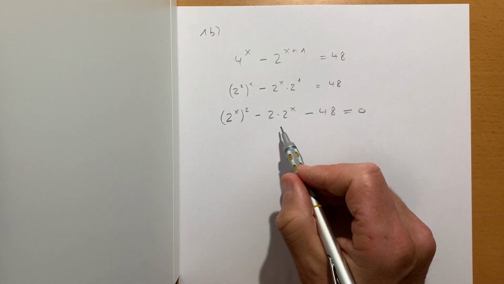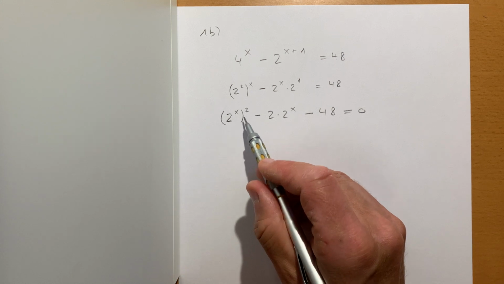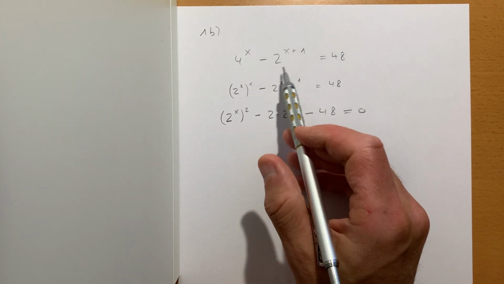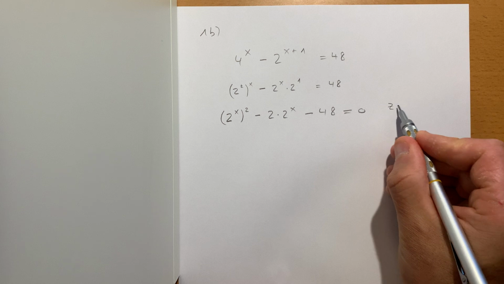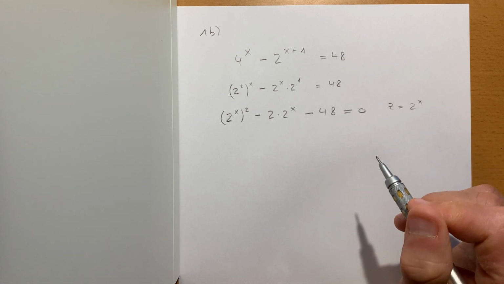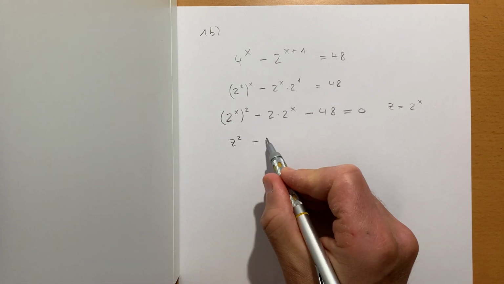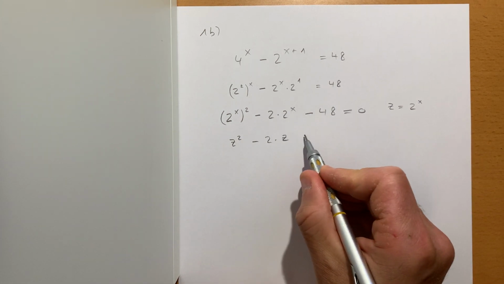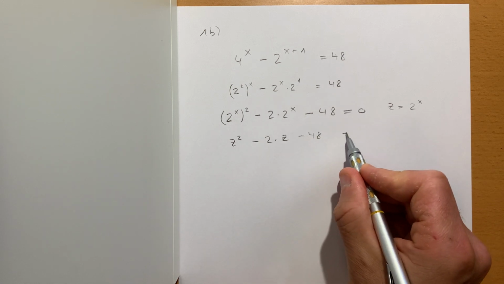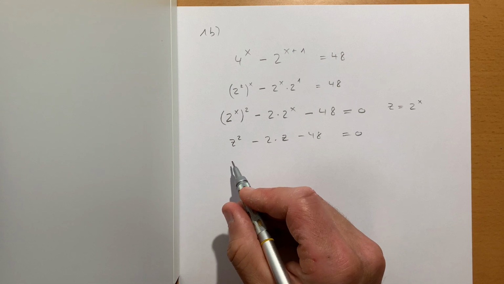And now you can see that this is a quadratic equation in 2 to the x. So we can substitute z as 2 to the x. So z^2 - 2z - 48 = 0. So now you can solve this.